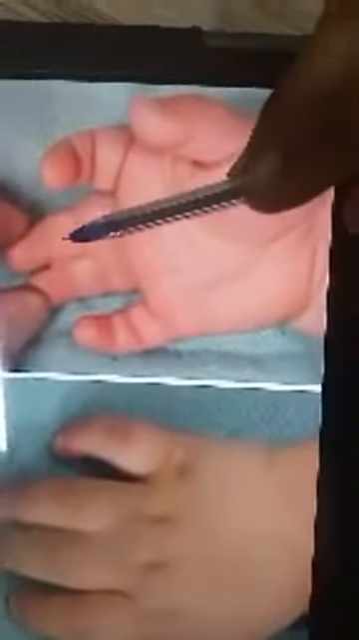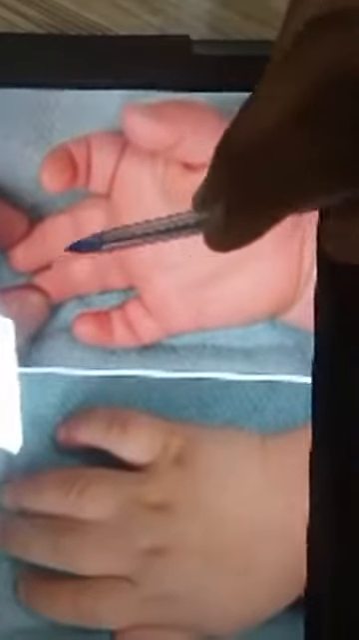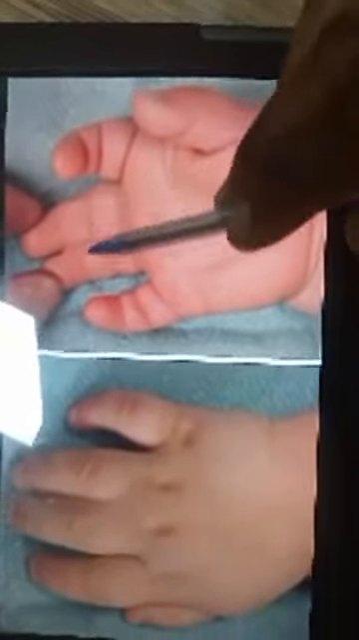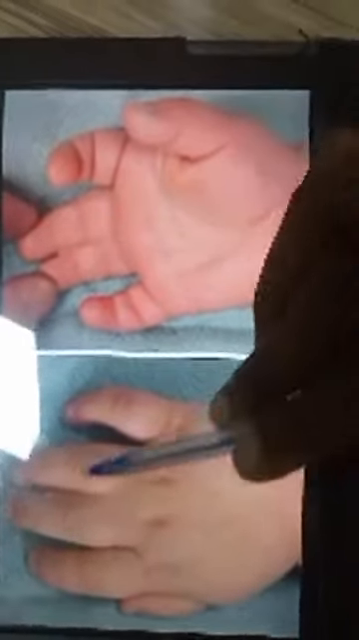This is simple syndactyly. You can see the two bones are separated, but they are joined by the skin. The two bones are separated, but they are joined by the skin.